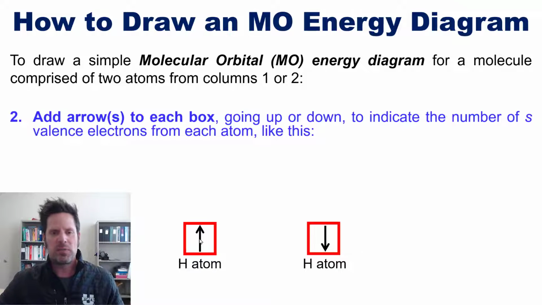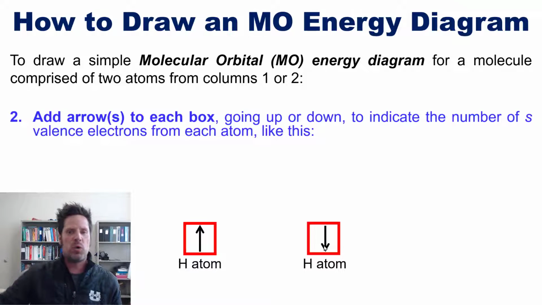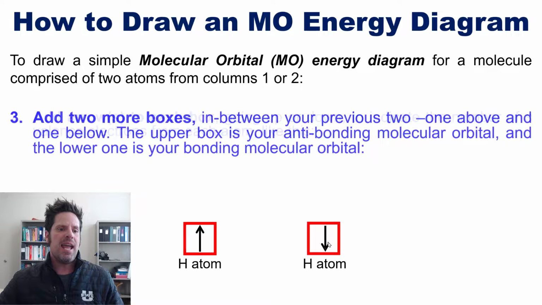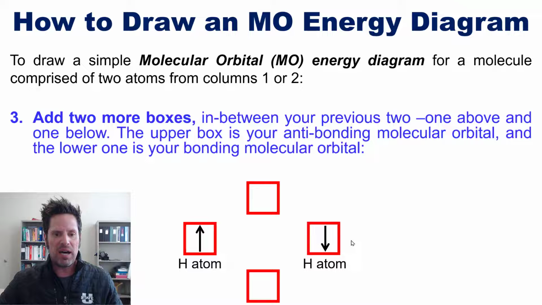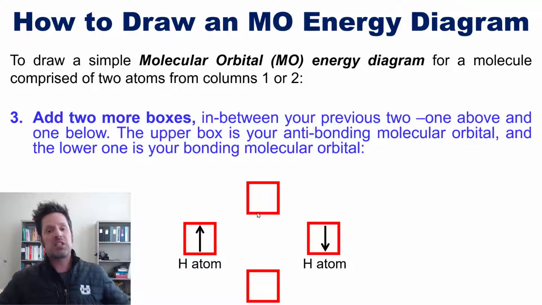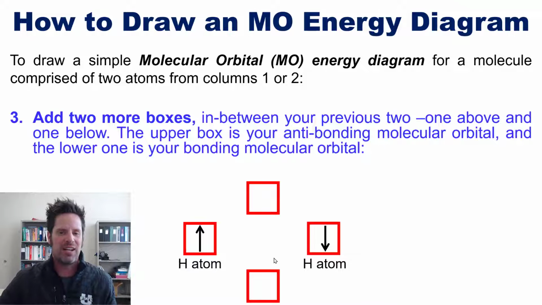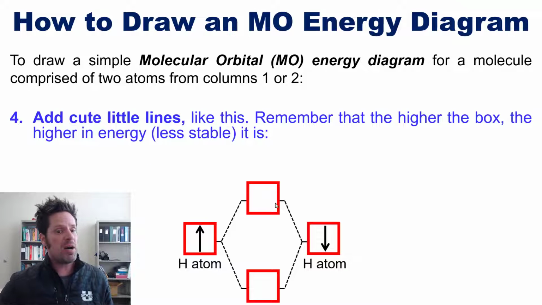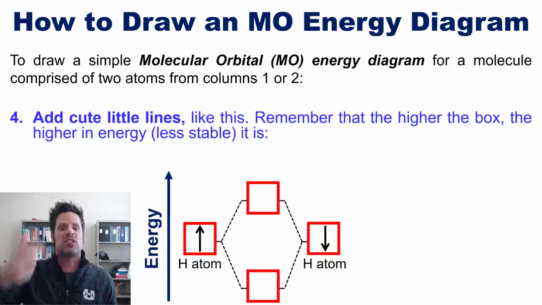And the reason, of course, is because hydrogen atoms only have one valence electron apiece. But you could have one or two in each or both boxes, depending on what the elements are that you're bonding. Next, we add two more boxes in between the previous two, one above and one below. Now the upper box is the anti-bonding molecular orbital, and the lower one is your bonding molecular orbital. We then add cute little lines like this. Now remember, the higher the box, the higher in energy and hence less stable it is.